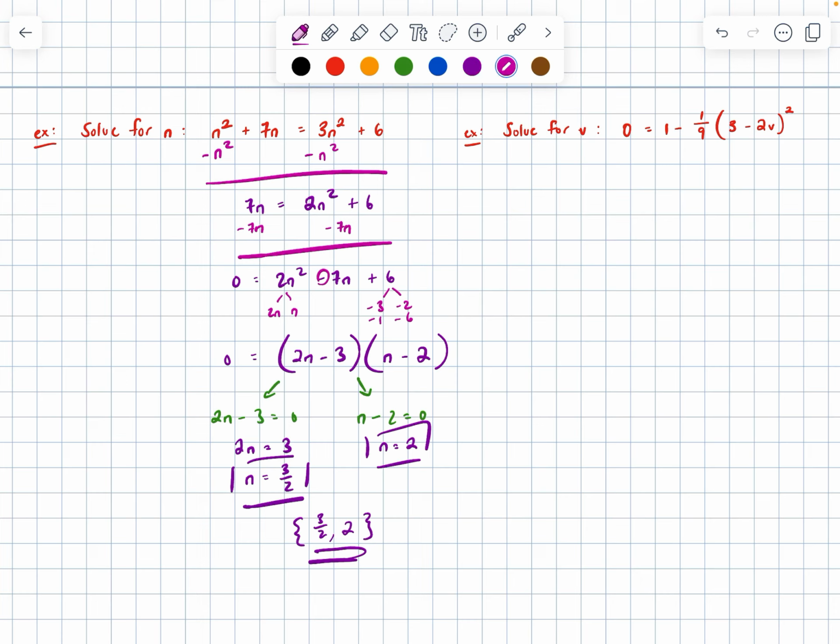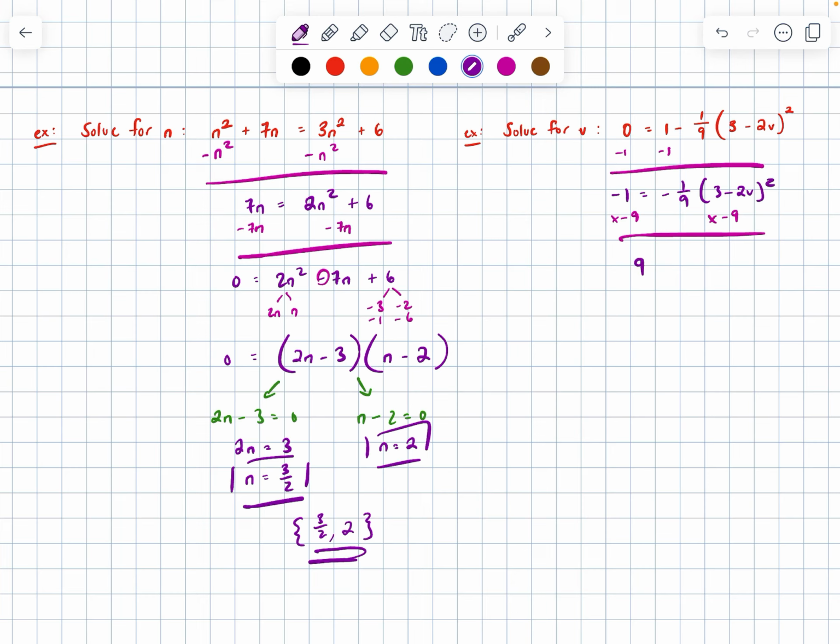0 is equal to 1 minus 1/9 the quantity 3 minus 2v squared. Same as before, let's do some inverse operations. So I'm going to start with my addition subtraction. Let me subtract 1 from both sides. Here, negative 1 is going to be equal to negative 1/9 times the quantity 3 minus 2v squared. To get rid of a multiplication by negative 1/9, well, that's the same as dividing by negative 9, so I'm going to multiply both sides of my equation by negative 9.